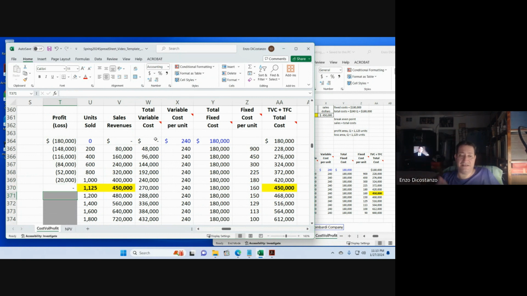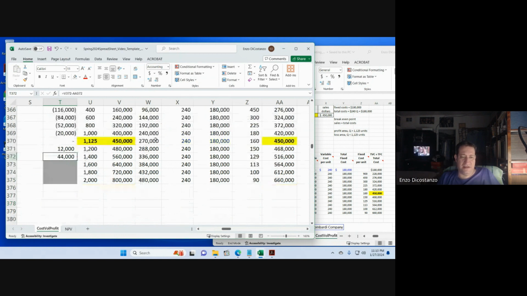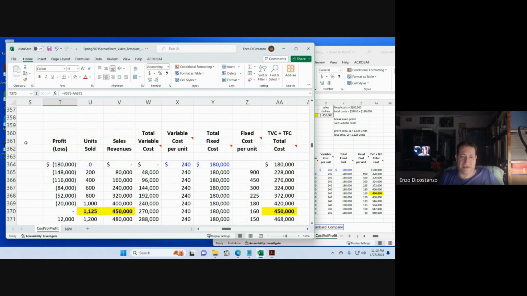And then once you get past the 1,125, once you're at 1,200 to 1,400, look at what happens. Now you're all in profitable territory. As we said previously, 108,000, 140,000 profit. So you have accounting profit here. All right, so we added that.